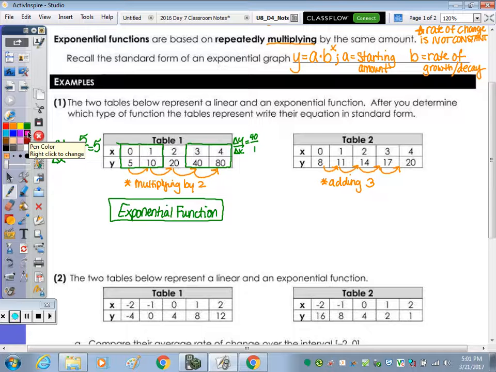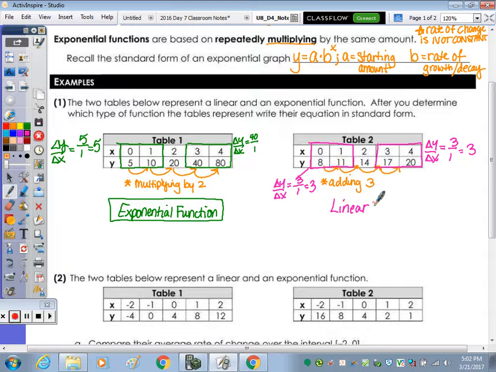With table 2, if I look at the first 2 points again, that rate of change, change of y over change of x, well, y, we're increasing by 3, so we have a difference of 3 over a difference of 1, which is 3. At the end, looking here at these 2 points, our rate of change 17 to 20, we're still increasing by 3 as we increase by 1. We have the same slope all the way through. So therefore, this is going to be a linear function.